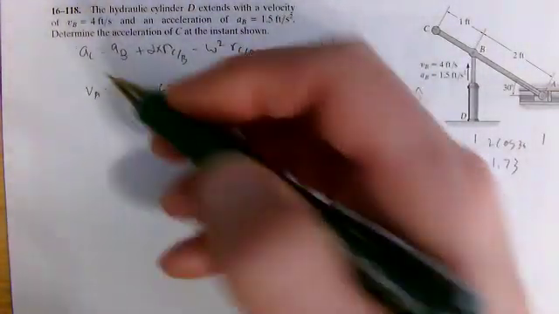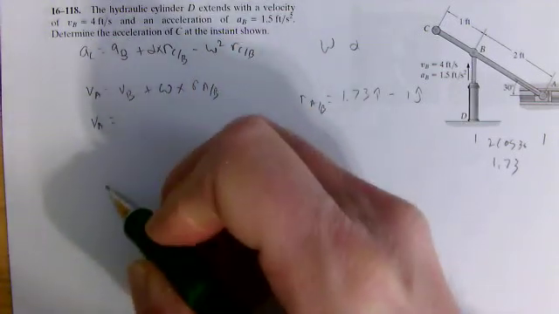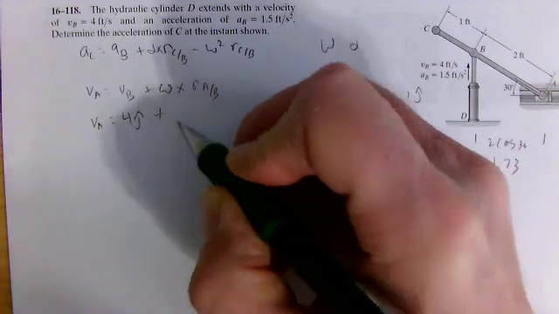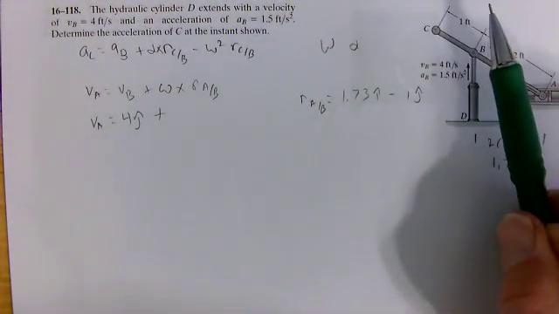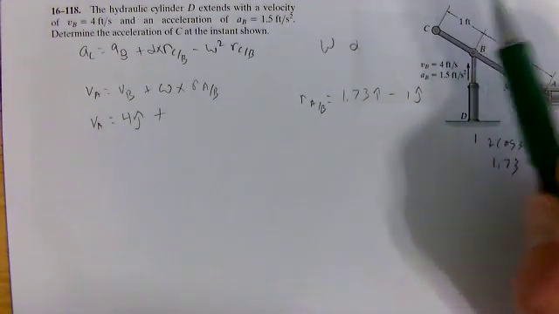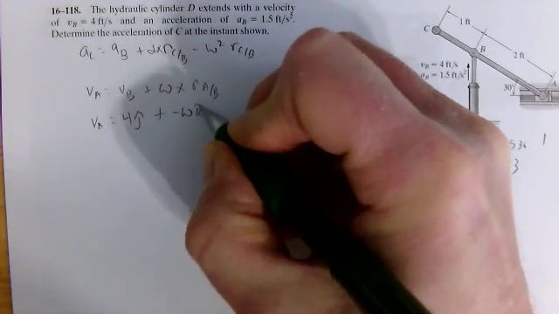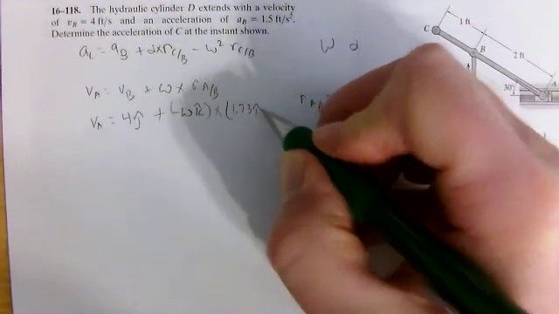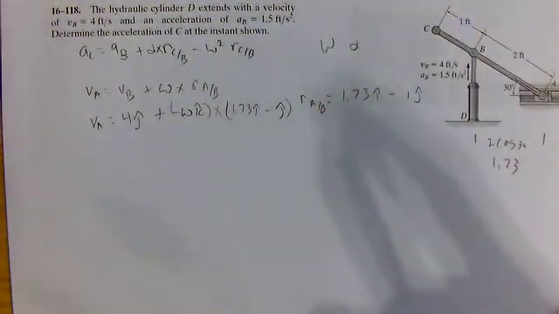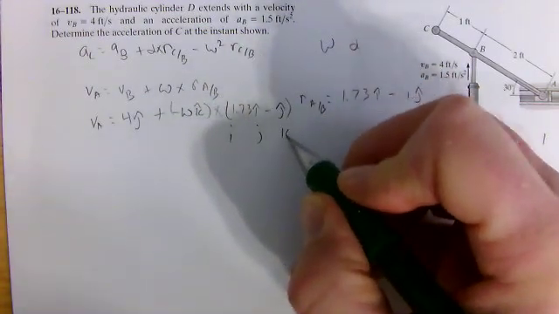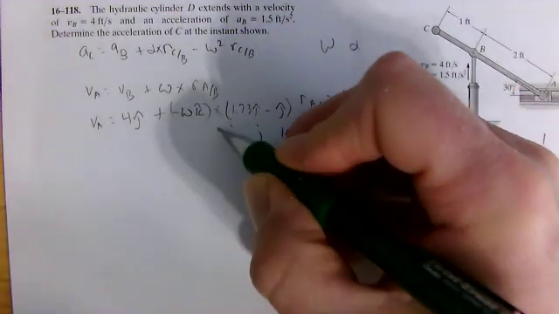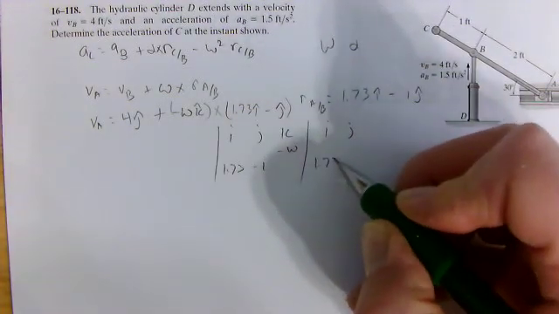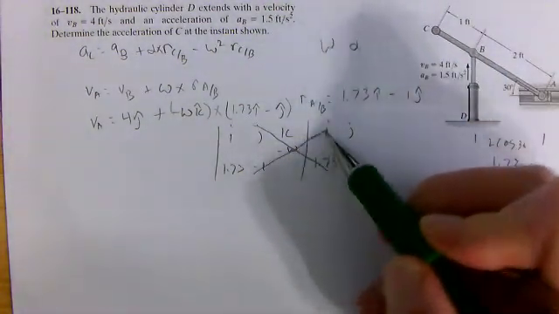Putting this in, VA is equal to VB, 4 in the J, plus omega, which is rotating this direction, by right hand rule negative K. So negative omega in the K direction, crossed with RAB, 1.73 in the I minus 1 in the J. Doing the cross product with I, J, K, negative omega, 1.73, negative 1, only this one and this one are without zeros.